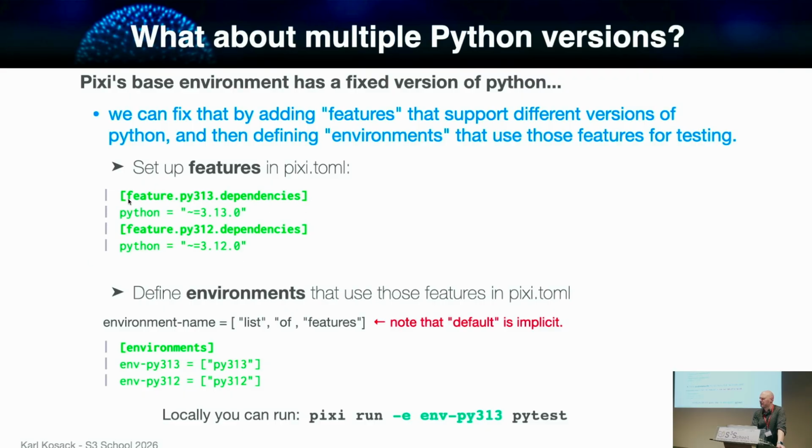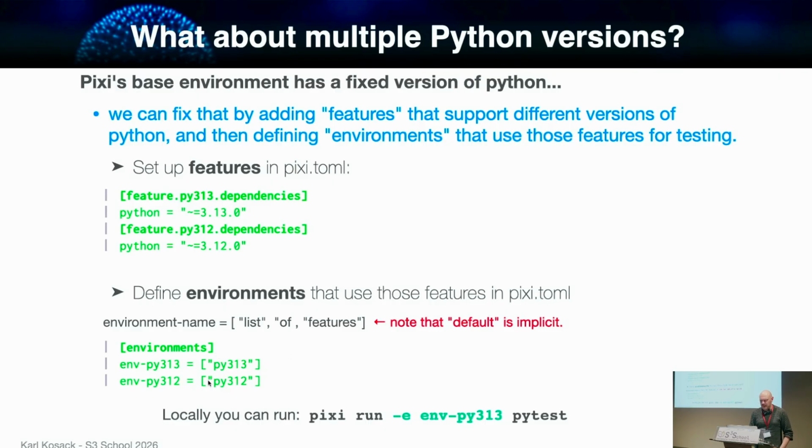So I don't know how much you went over Pixie features. Have you talked about that yet? Okay, so you know that this is just changing one variable, but you still get all the dependencies from the base environment, right? So then I define an environment that uses these features. I can call it whatever I want. Let's call it env-py313, env-py312. It doesn't have to be the same name as these. And then you say which features that environment has. You don't need to say default because the default is always implicit there. So this is the same as saying py313, comma default.